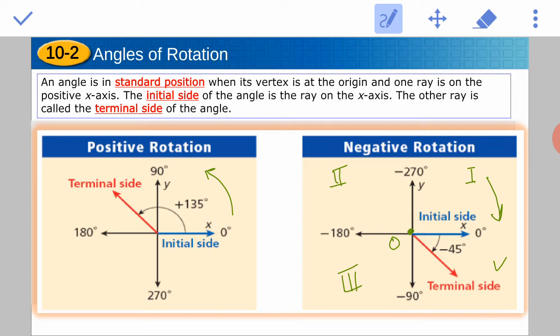If the rotation is counterclockwise, it's going to be a positive angle. So we start from the vertex. The vertex is exactly at the origin. We draw the initial side on the positive direction of the x-axis, and we rotate this side 135 degrees, and this is going to be the terminal side of the angle. So this angle is a positive one.